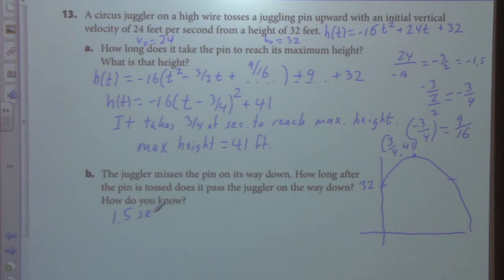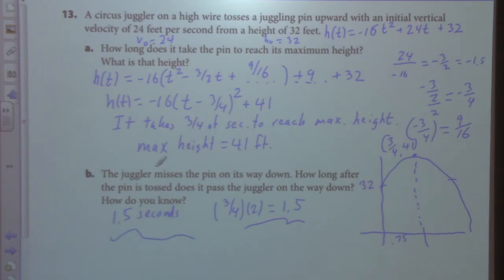How do you know that? Because I multiplied 3/4 times 2. Okay, 3/4 times 2 is equal to 1.5. That's how she knows, right? Symmetry. Here's your axis of symmetry. Here's 0.75 seconds. 0.75 times 2. That's it.